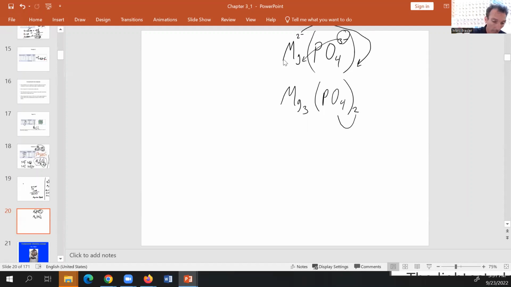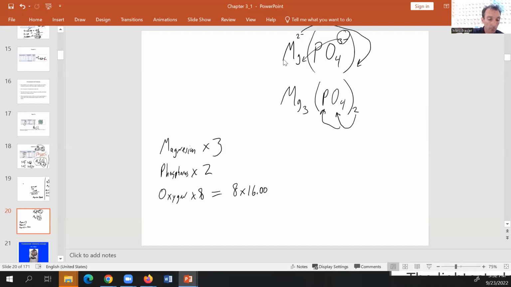So this is where it gets a little tricky. So this 2 has to get distributed to both of these within the parentheses. So you have magnesium times 3, phosphorus times 2, and then oxygen. It's not 4 and it's not 2, it's times 8, because 4 times 2 is 8. So 8 times 16.00. Phosphorus is 30.97, about, 2 times 30.97.